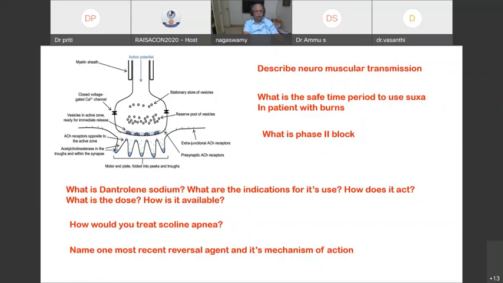Composition of that is with mannitol and saline. So it is 60 ml of water to be used for dissolving each vial. It takes a long time. So how do you treat scoline apnea? See, after administration of succinylcholine, patient is not breathing. We make a diagnosis of scoline apnea. How do you treat that?